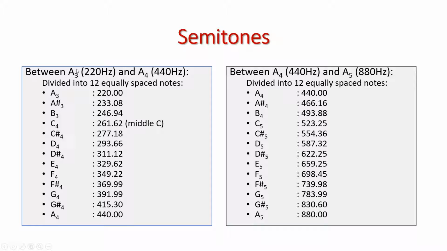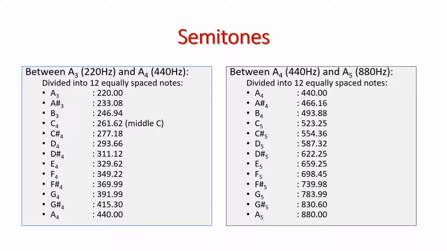So once we've got those A's, they enable us to then define all the other notes on the keyboard. If we have between the low A, A3, and the middle A, A4, which range from 220 hertz to 440 hertz, we divide that interval into 12 equally spaced notes. Now, when we say equally, we don't mean in a linear way. We mean if we take the log base 2 of this number, and the log base 2 of this number, they'll differ by precisely 1.